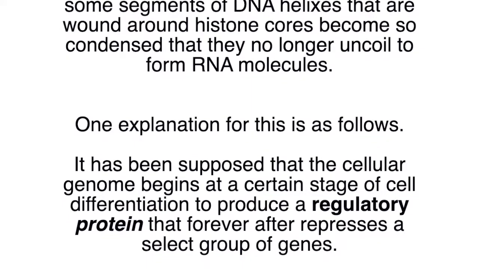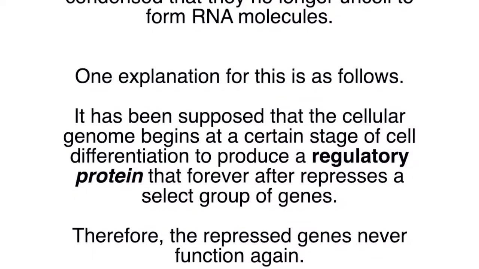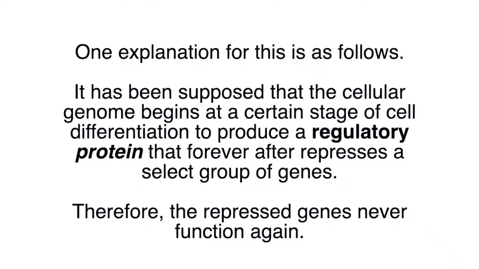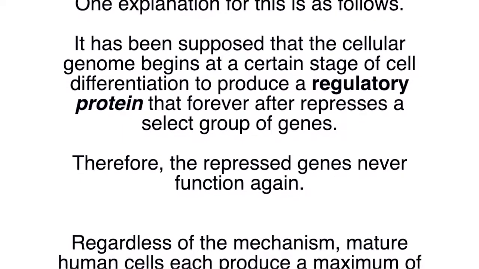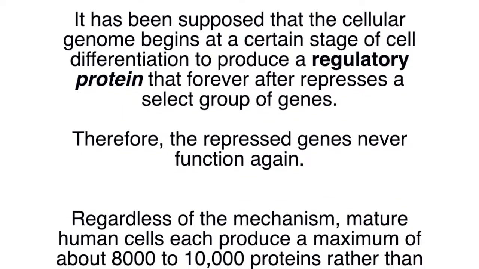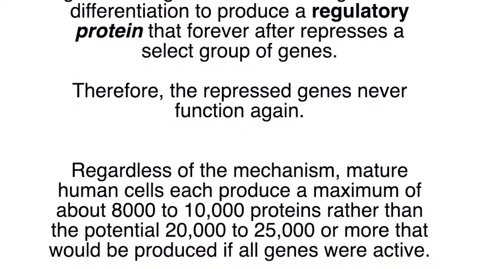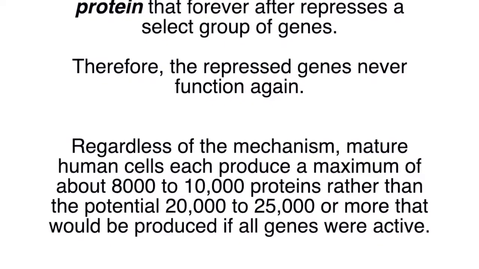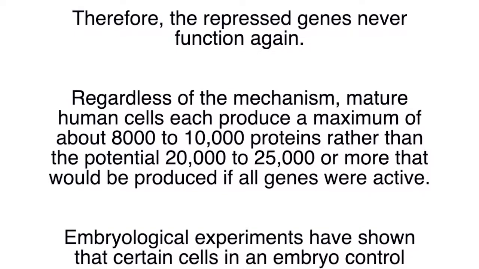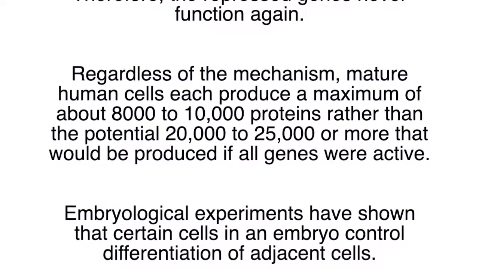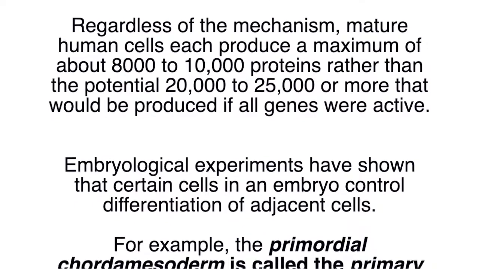It has been supposed that the cellular genome begins at a certain stage of cell differentiation to produce a regulatory protein that forever after represses a select group of genes. Therefore, the repressed genes never function again. Regardless of the mechanism, mature human cells each produce a maximum of about 8,000 to 10,000 proteins rather than the potential 20 to 25,000 or more that would be produced if all genes were active.